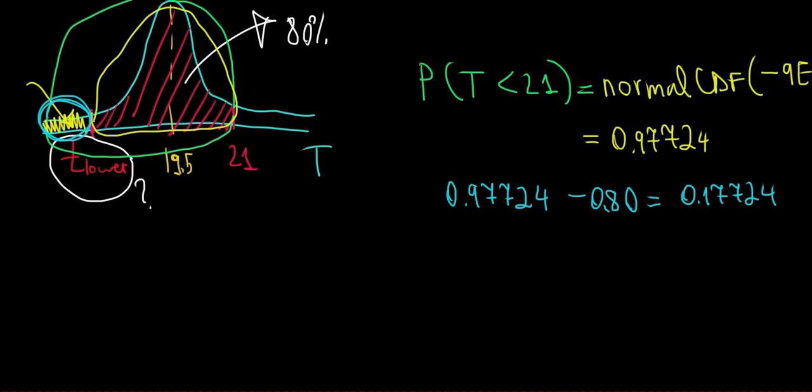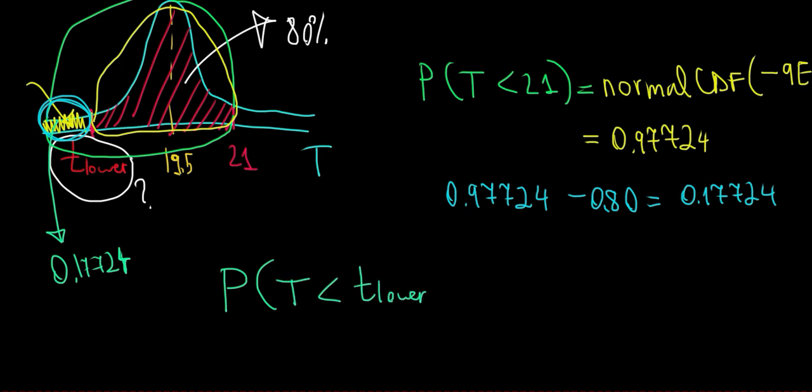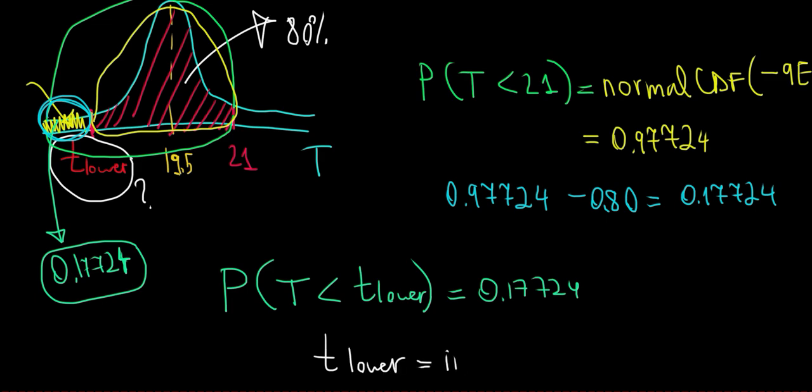Now, as you can observe, this is very close to the answer. Let me make a note here, 0.17724. Now that we know this, we can use the inverse normal. So we're gonna do the following. The probability of our temperature being below the lower limit, T lower, equals this piece that we just calculated, which is 0.17724. So to calculate that lower limit, we're gonna do T lower equals inverse normal, and we're gonna fill in the values in the calculator.